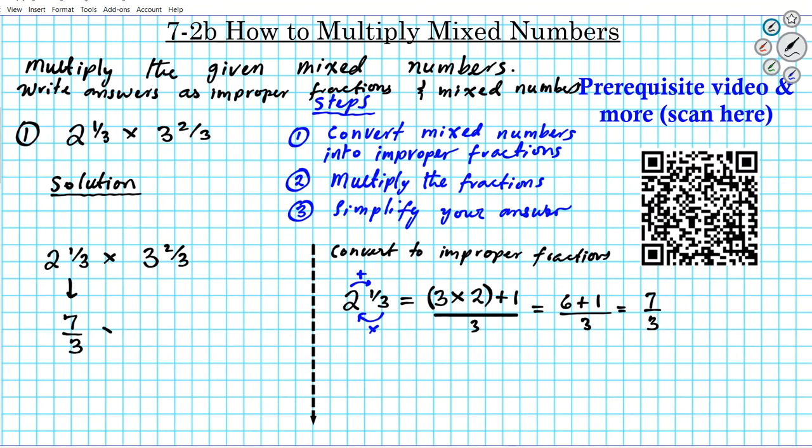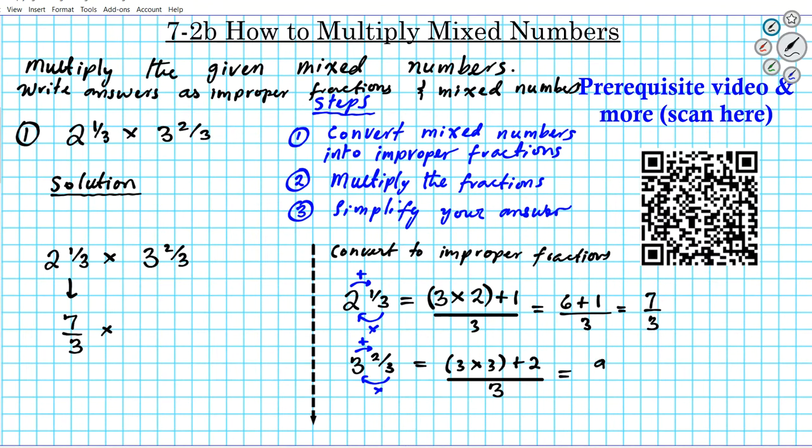All right. Let's shift our attention to 3 and 2/3. We're going to do exactly the same thing: denominator times whole number added to the numerator. So we're going to have 3 times 3 plus 2, and then we're going to divide that by the denominator of the fractional component of the mixed number, which is 3. All right, let's simplify that.